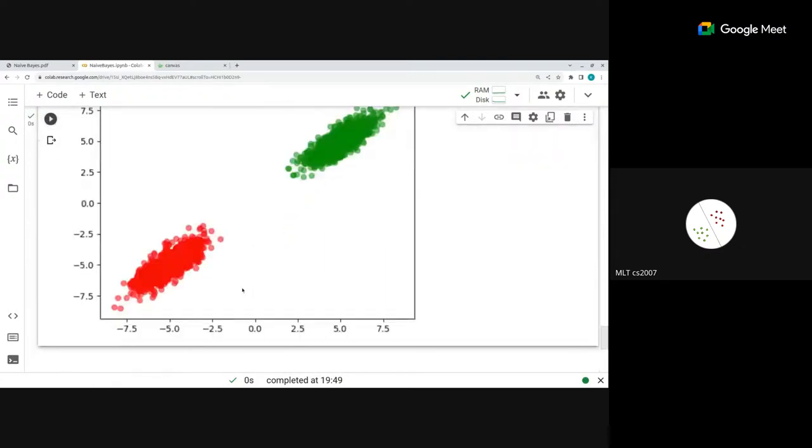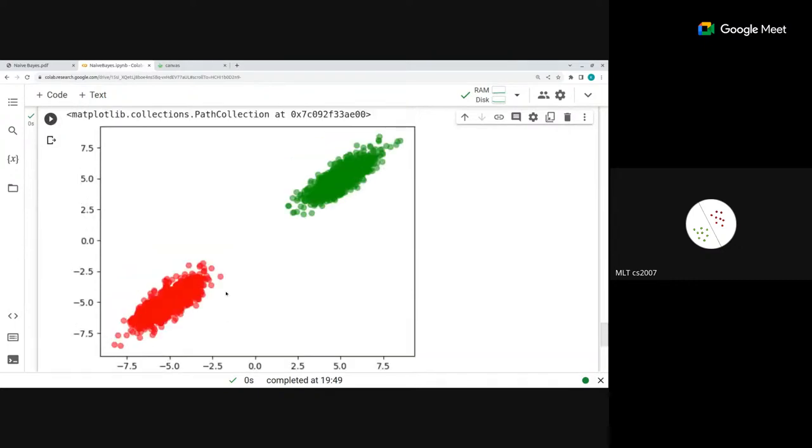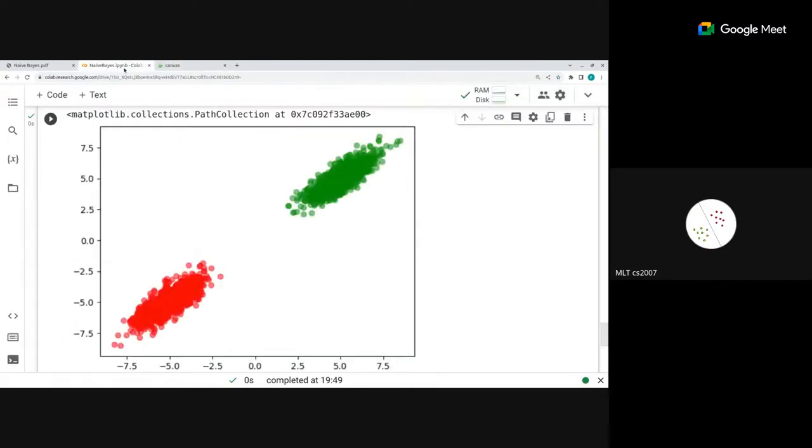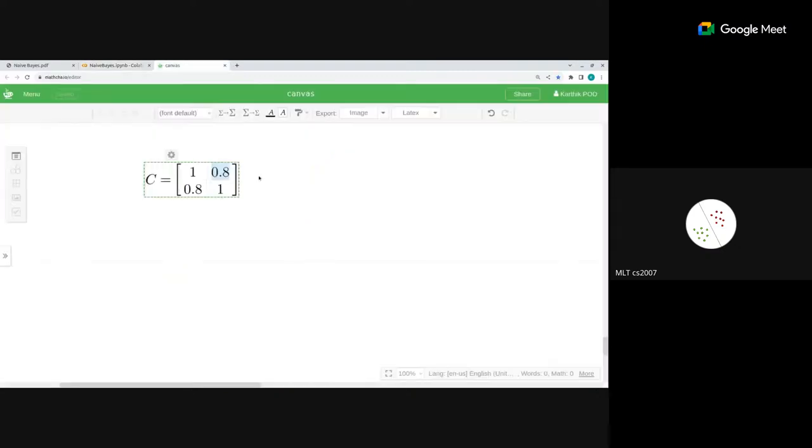Okay, do you see why we are getting this kind of a distribution of points? As we have a correlation between x1 and x2, it's kind of elliptical. So this is a positive correlation between features 1 and 2. Therefore, as x1 increases, x2 is also going to increase, and there's a strong positive correlation.